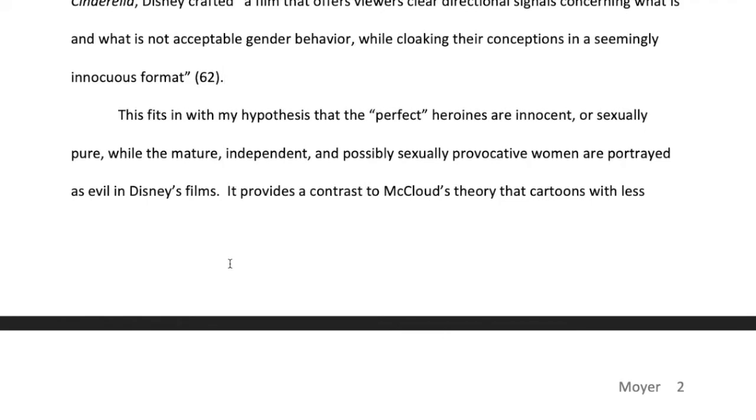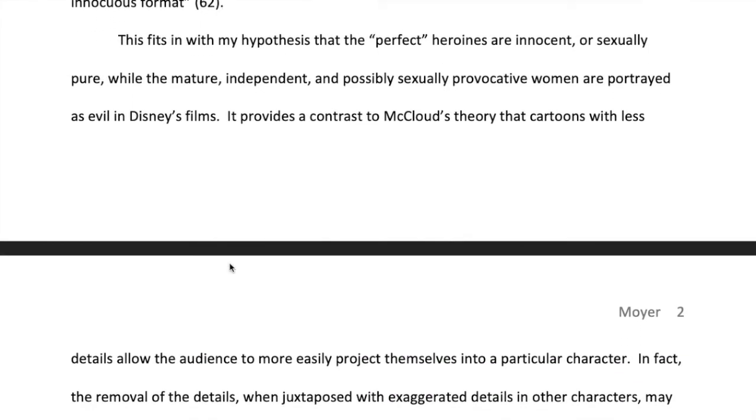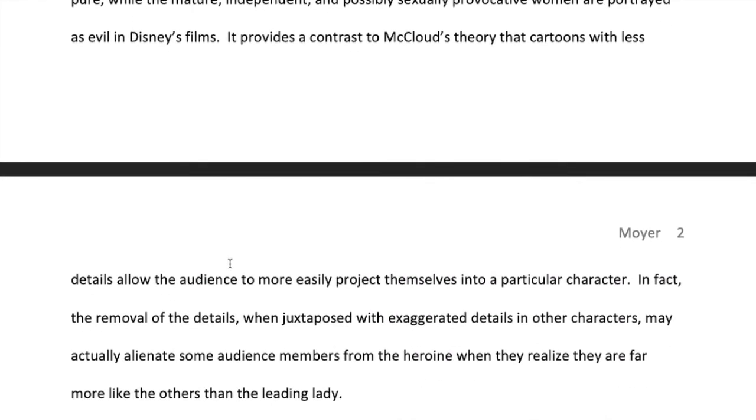And so I explain that this fits in with my hypothesis that perfect heroines are innocent or sexually pure, while the mature, independent, and possibly sexually provocative women are portrayed as evil in Disney films. That's something I kind of developed through my observations. It provides a contrast to McCloud's theory that cartoons with less details allow the audience to more easily project themselves into a particular character. So that's a reference to another one of my sources. I don't have to explain that more here in my annotation because I'm going to talk about his source in another spot in my annotated bibliography.